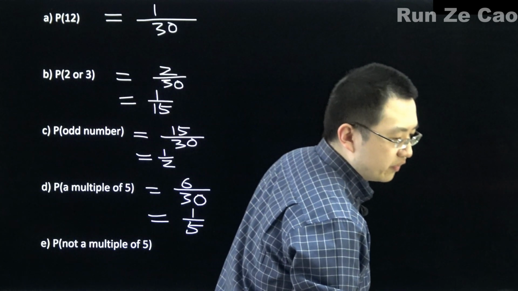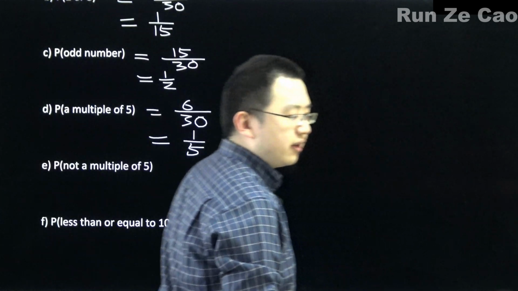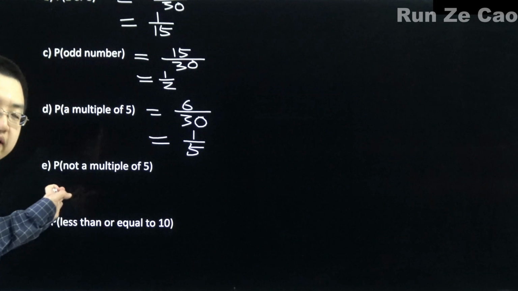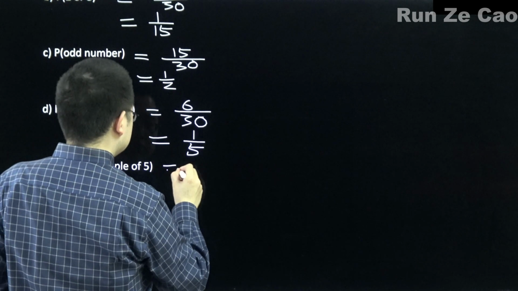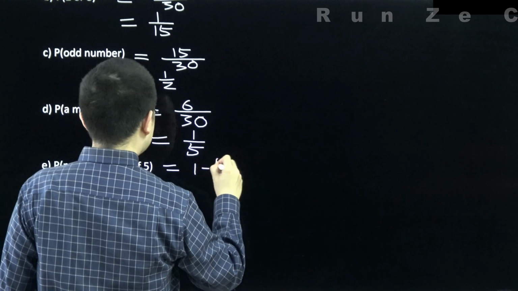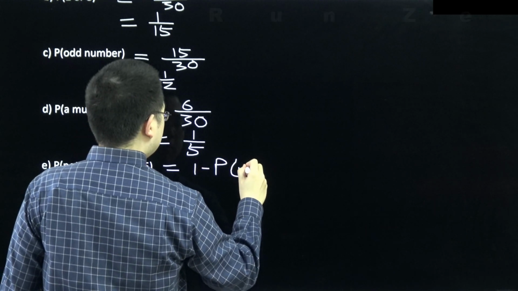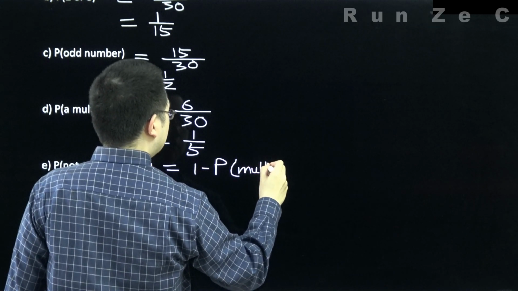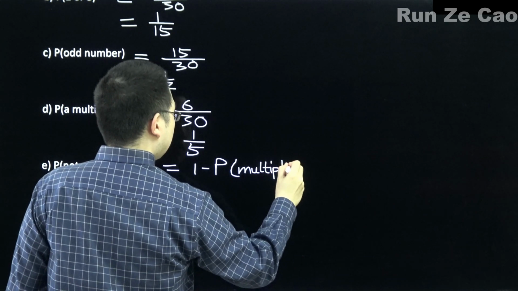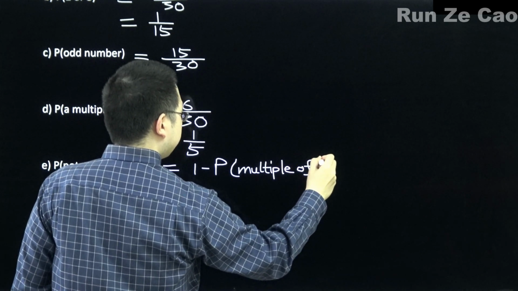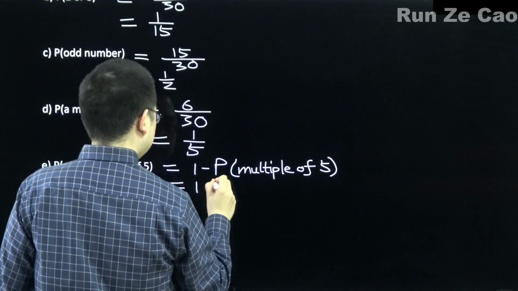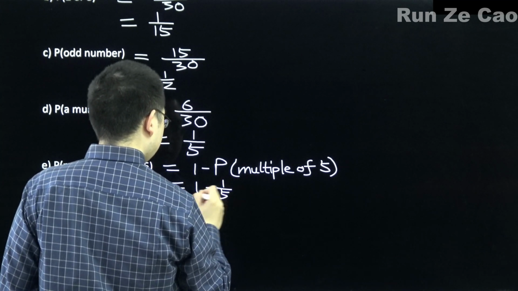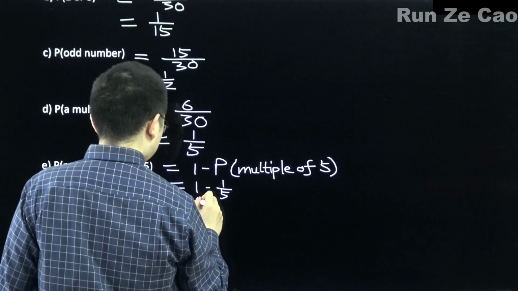Okay, the chance of not a multiple of 5. This is a complementary event to being a multiple of 5, and therefore it's equal to 1 minus P of a multiple of 5. Which is equal to 1 minus 1/5, which is equal to 4/5.